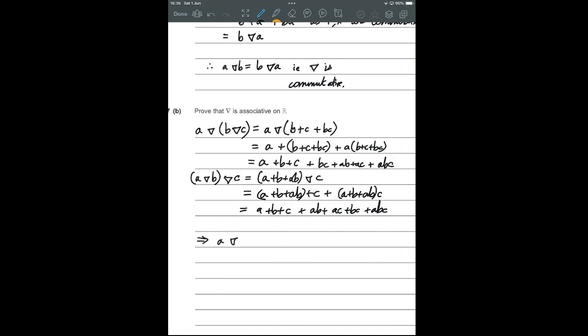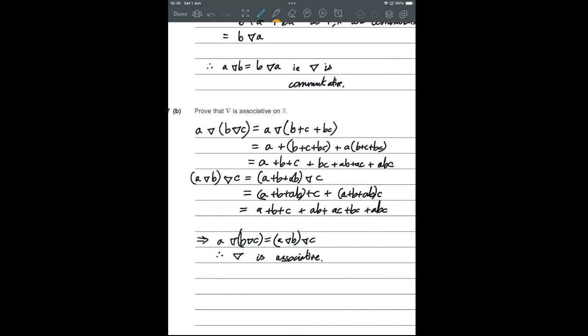So now we just need to write our conclusion. So A delta (B delta C) is (A delta B) delta C. Therefore, delta is associative.